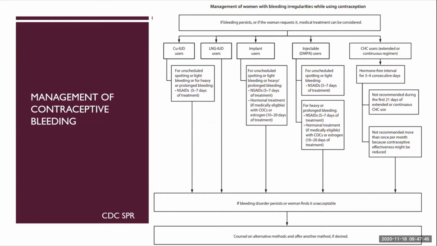Whereas in the middle of the graph, if you have women who are using implants or injectables or other progestin-only contraceptives, treatment may involve either NSAIDs or hormonal treatment, as I mentioned, such as combined oral contraceptive pills or estrogen. On the right-hand side of the figure here, if women are using combined oral contraceptives in an extended or continuous fashion, what often helps to stop an episode of prolonged bleeding or spotting is just having them have a short 3 to 4 day hormone-free interval.